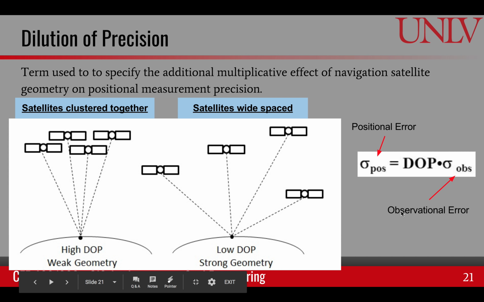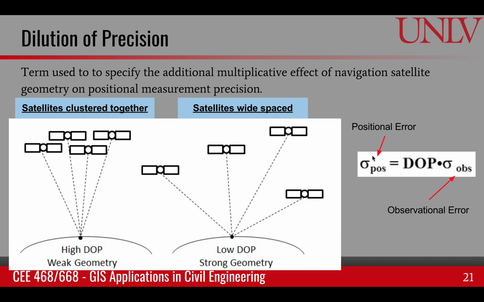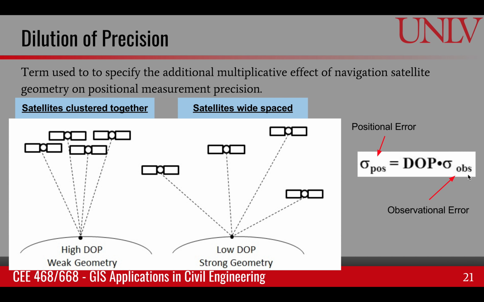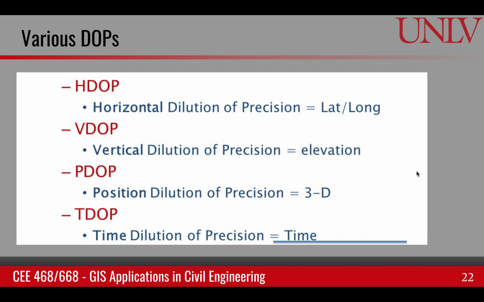Now, the dilution of precision is basically the standard deviation in the positional error divided by the standard deviation of the observational error. So it relates these two errors. If I have a lot of observations and I take a standard deviation of those observations, I can find out the positional error by multiplying that value by the dilution of precision. And this value I can read from the GPS receiver. And it comes in various flavors.